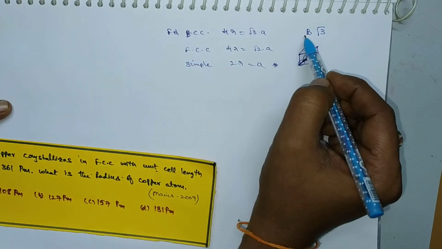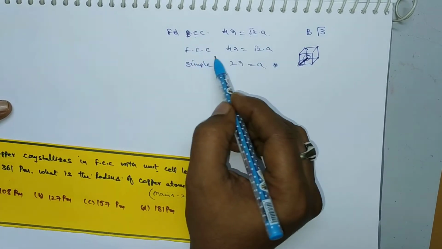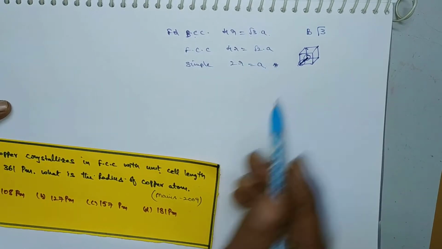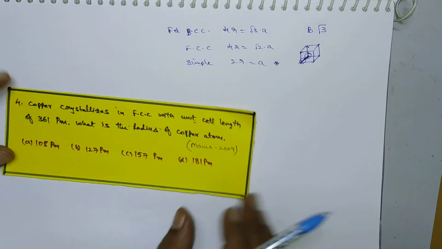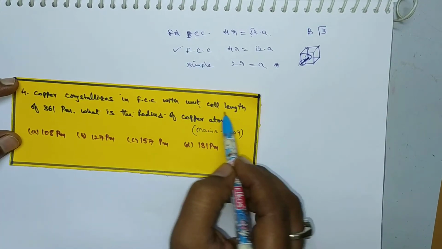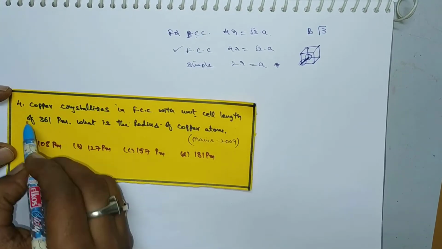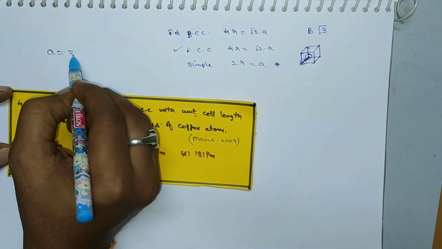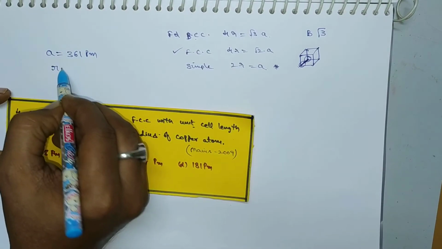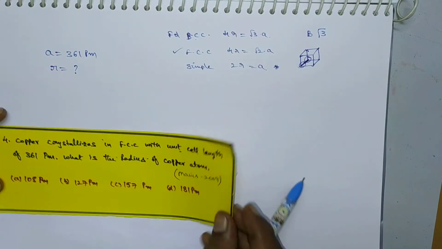You have to remember these without confusion by using this trick. For BCC 4r is equal to root 3a, for FCC 4r is equal to root 2a. By knowing these formulas you can solve any type of problem. Okay, so copper crystallizes in FCC with unit cell length 361 picometers. So a is equal to 361 picometers, and what is the radius of the copper? He asked to calculate radius r.